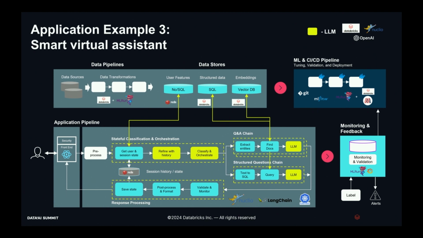So this is the application pipeline that we'll see. This pipeline generates tons of telemetry, which goes to the monitoring system. This telemetry can actually be used for fine-tuning. So by adding some labeling, we can actually use it for fine-tuning.